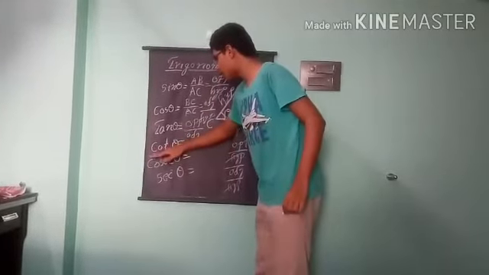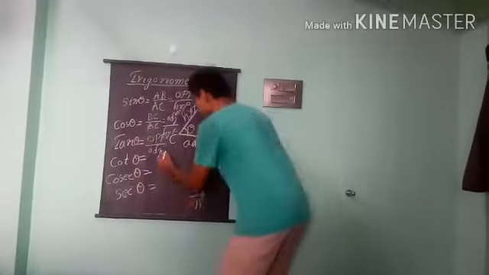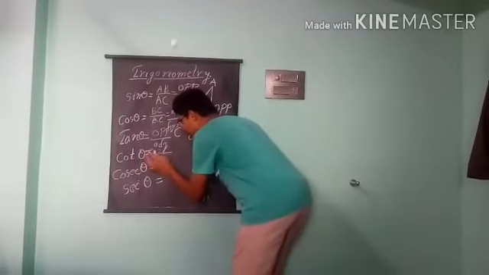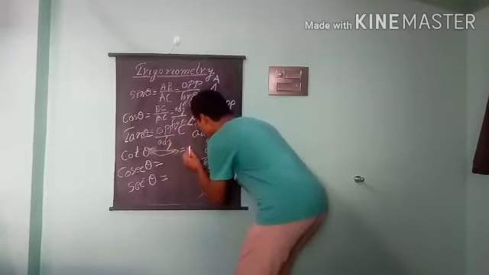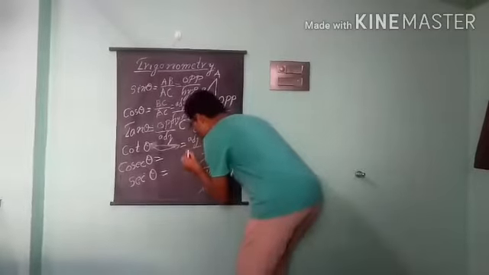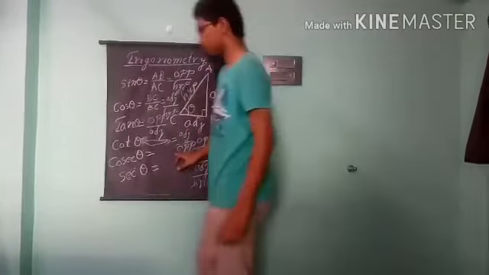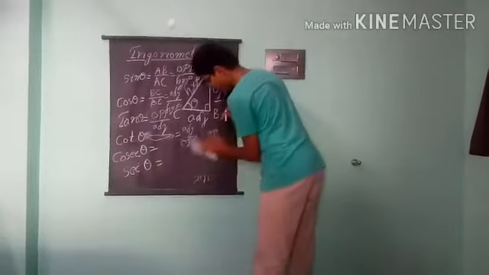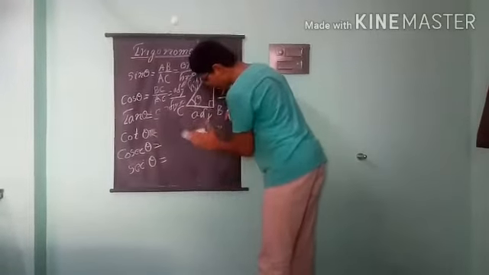Then cot theta is the inverse of tan theta. Cot theta is the inverse of tan theta. Then we write it as adjacent by opposite. Adjacent by opposite. Okay, now the cosecant theta.